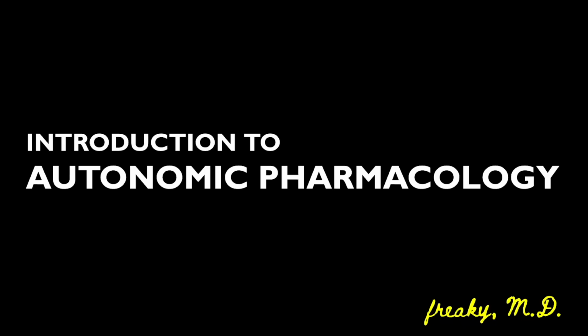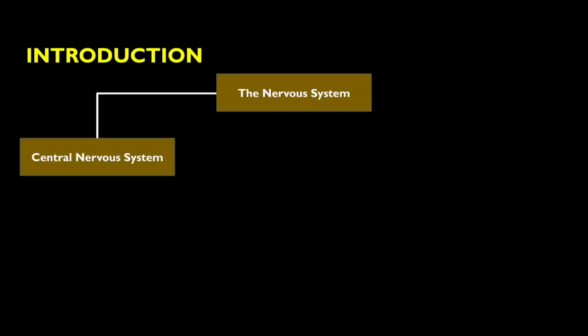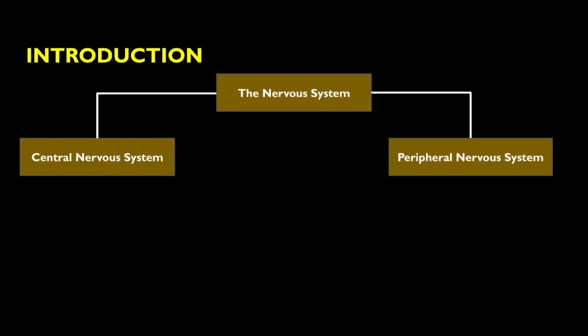Hello everyone. Today we'll be discussing an introduction to autonomic pharmacology. We'll be mainly studying the functional anatomy of the ANS, but before we actually talk about the ANS, let's look at the nervous system as a whole. Now, the nervous system can be classified or divided into the central nervous system, which consists of your brain and the spinal cord, and the peripheral nervous system, which is everything else.